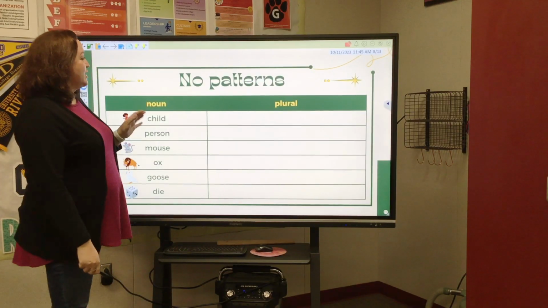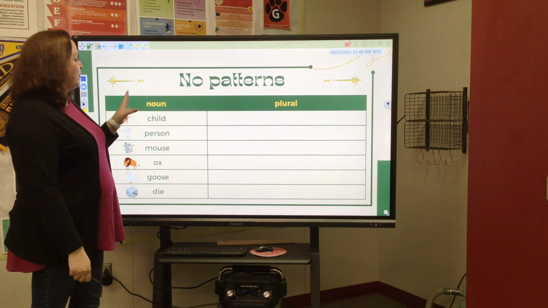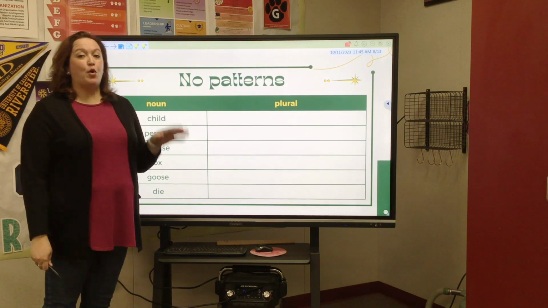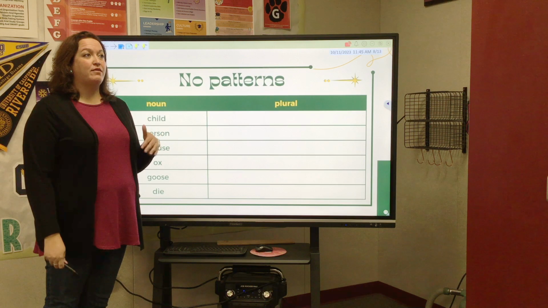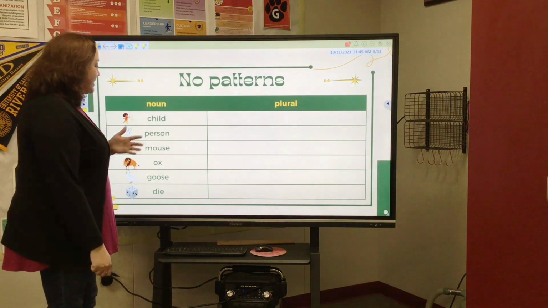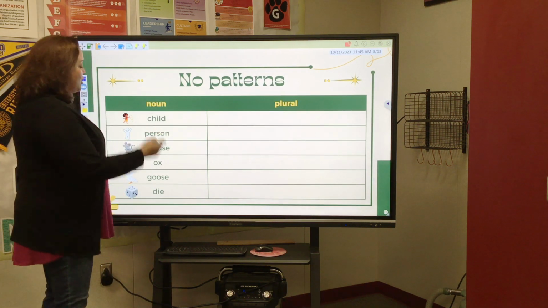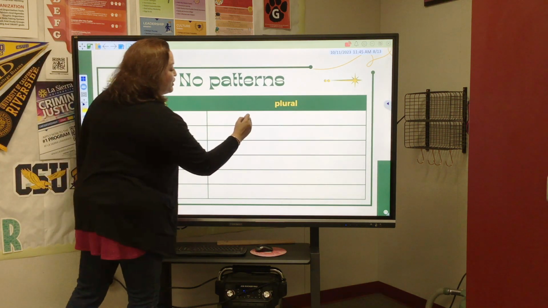So we're going to continue with our irregular nouns. When we make them plural, these are words that have no patterns at all whatsoever, so you have to memorize them through practice, through reading. It just takes time, or in this day of technology, you can just look them up. But child becomes children.